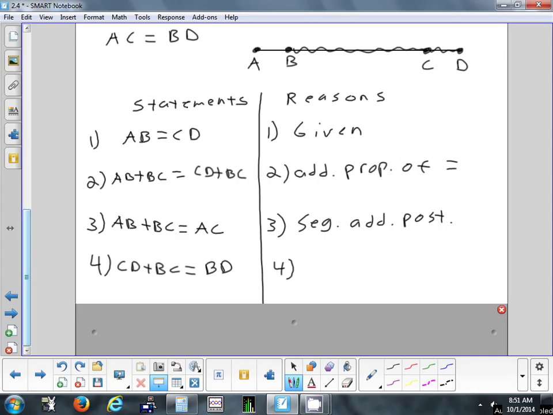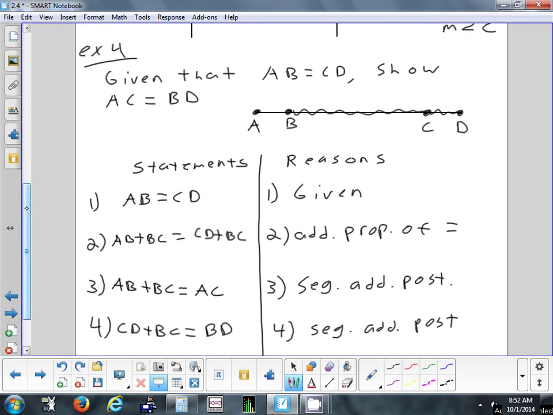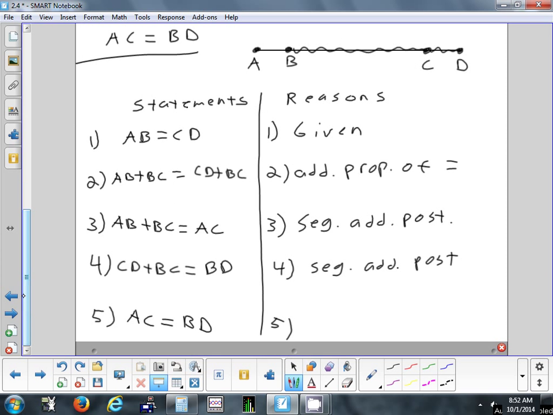Okay. What's the reason for step 4? Same as step 3. Yeah, same as step 3. So I'll just write that again. Segment addition postulate. Okay, now we're pretty much done. We've almost proven what we want to prove. I can now say that AC is equal to BD. That's what they wanted me to show. But the question is why?